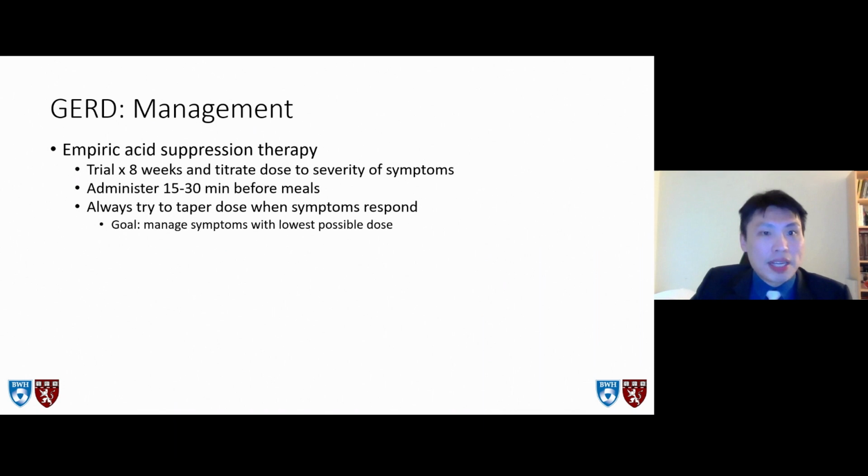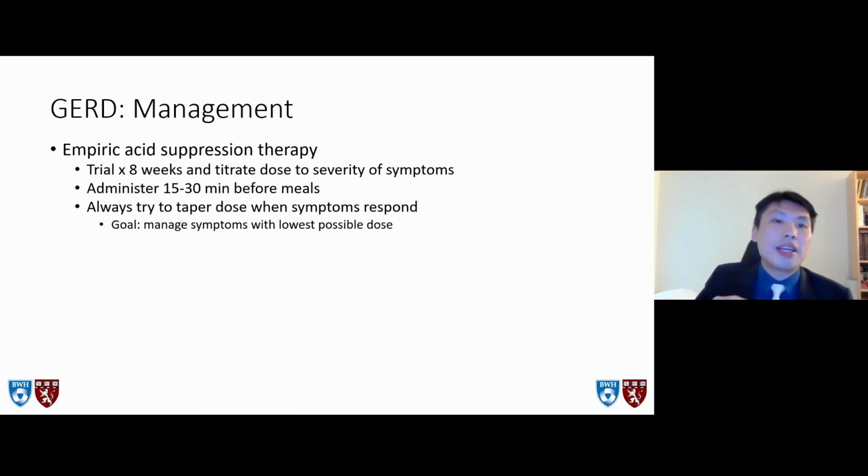In terms of medical management, empiric acid suppression therapy is often the first line. We often start with a trial of 8 weeks of therapy and titrate the dose according to the severity of symptoms. In terms of acid suppression therapy, PPI is best administered about 15 to 30 minutes before meals. The key is always to try to taper the dose when patients start responding with their symptoms. The goal is to manage the symptoms with the lowest possible dose.